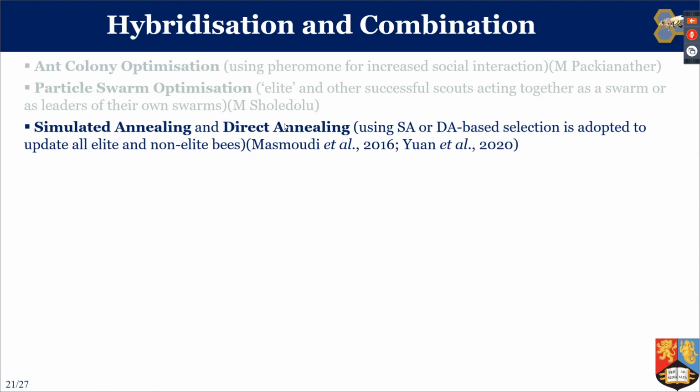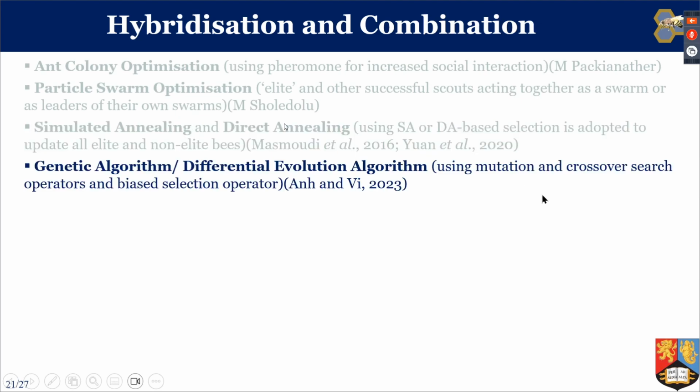You can use simulated annealing or direct annealing in combination with the bees algorithm. And this can be used to update all the elite and non-elite bees. And these ideas were investigated by Dr. Yuan and his colleagues, quite recently. The genetic algorithm and differential evolution algorithm have also been hybridized with the bees algorithm. And this idea was most recently investigated by Dr. V and his student, Miss Anne.